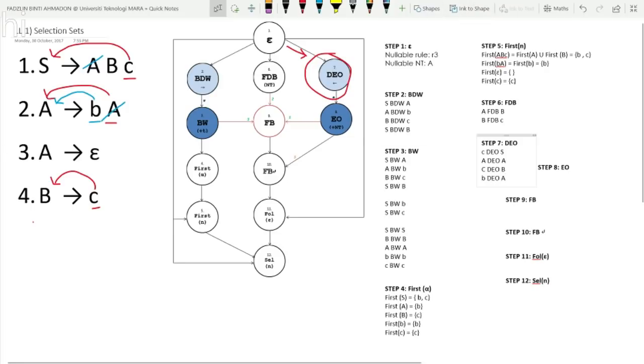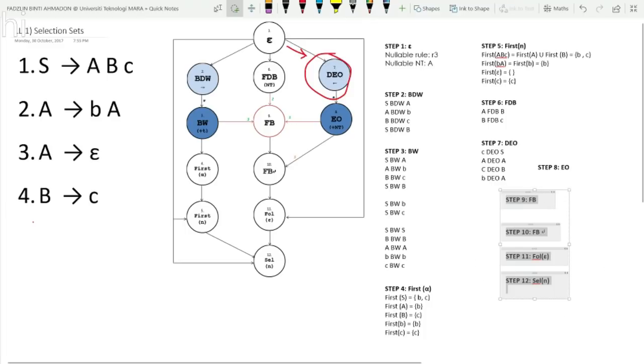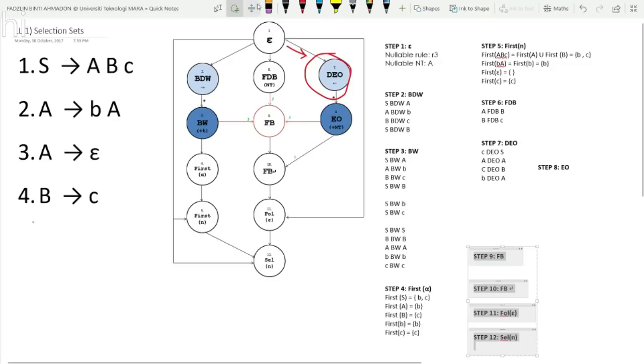Okay, so we are done with step 7. So now let's move on to step 8, but let me move this thing first. Okay, step 8 is EO.